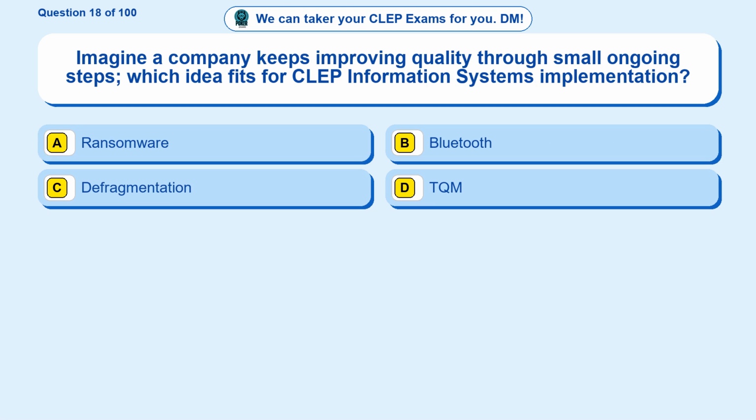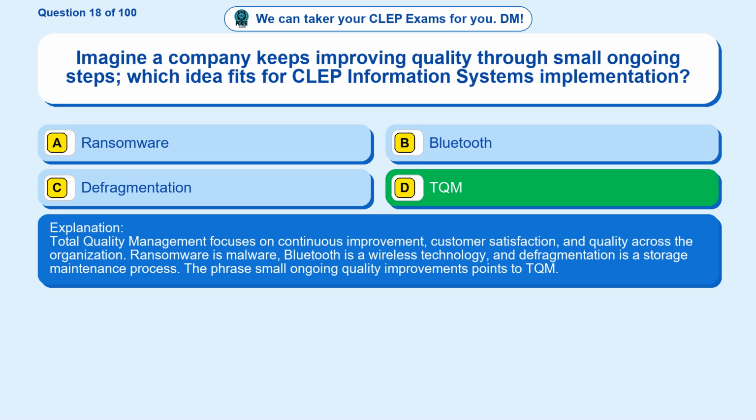Question 18. Imagine a company keeps improving quality through small ongoing steps. Which idea fits for CLEP Information Systems implementation? Option A. Ransomware. Option B. Bluetooth. Option C. Defragmentation. Option D. TQM. The correct answer is option D. TQM. Total quality management focuses on continuous improvement, customer satisfaction, and quality across the organization. Ransomware is malware, Bluetooth is a wireless technology, and defragmentation is a storage maintenance process. The phrase small ongoing quality improvements points to TQM.